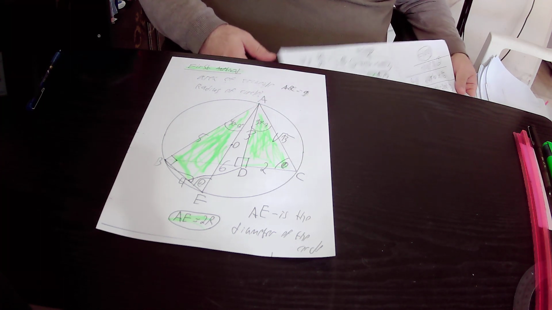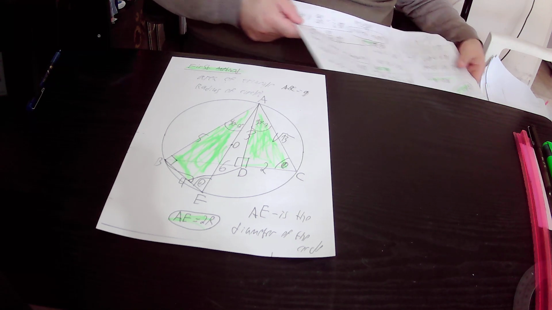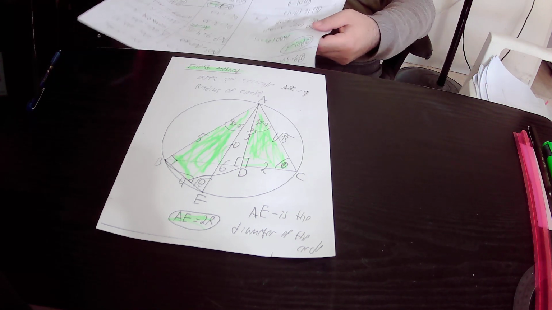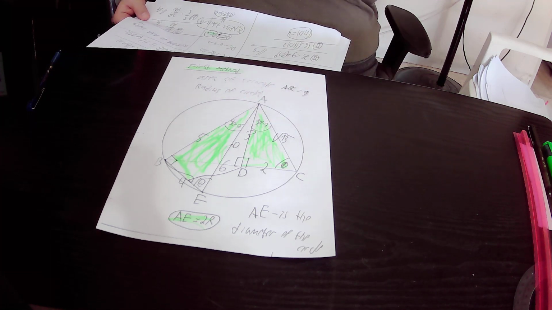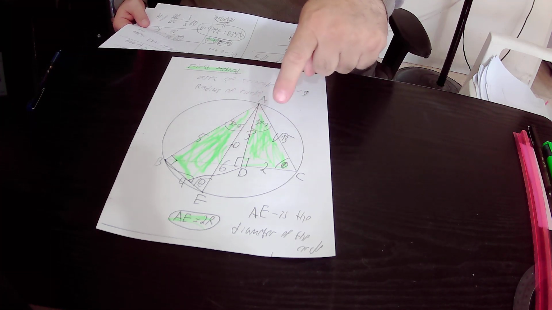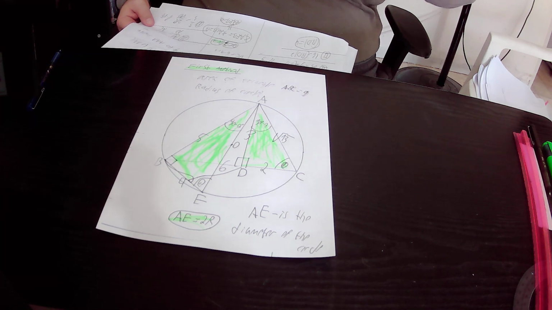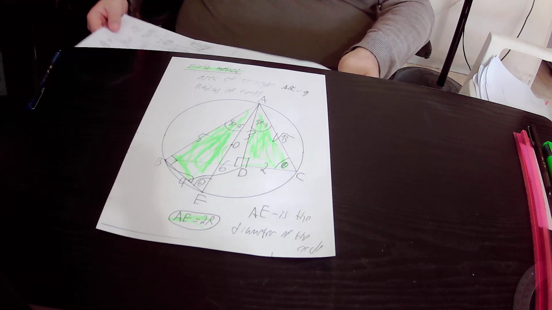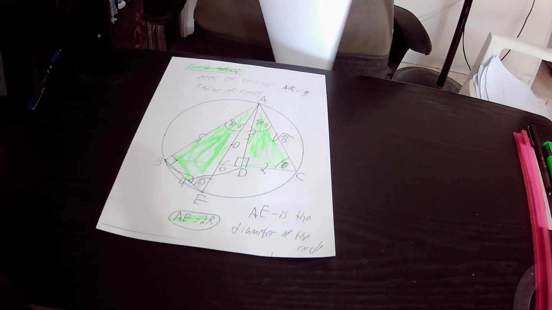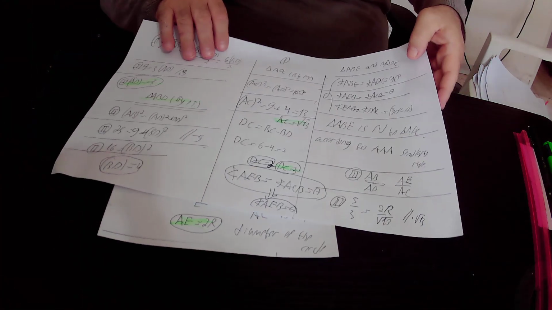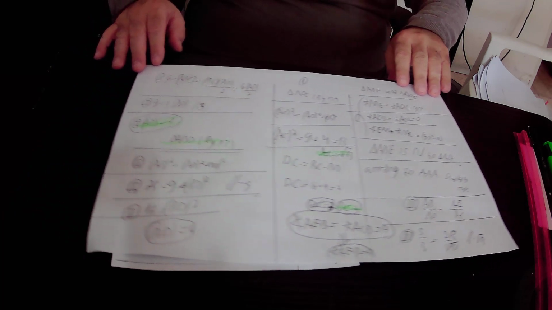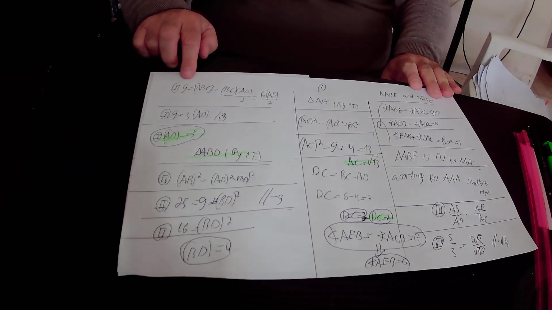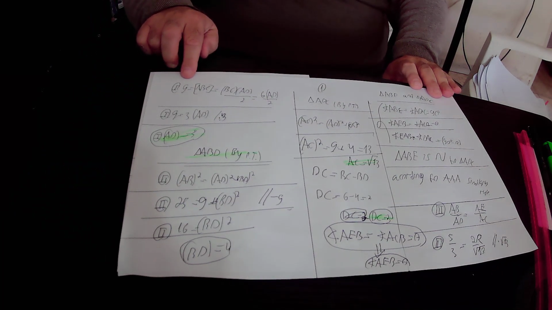So, first of all, we made a construction from point A. We drew a perpendicular on BC. So this angle equals 90 degrees and this angle equals 90 degrees according to our construction. So we actually know that the area of triangle ABC equals 9 square units.